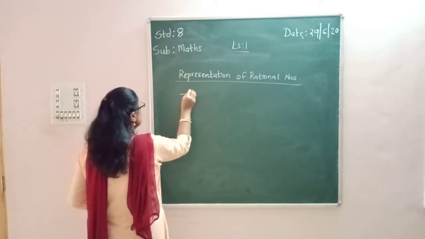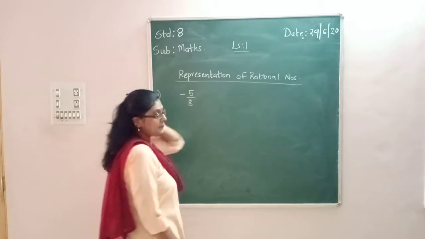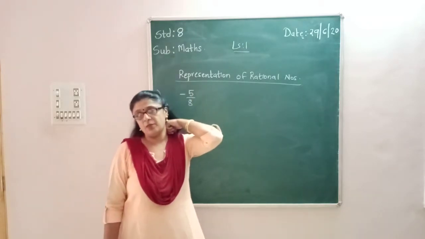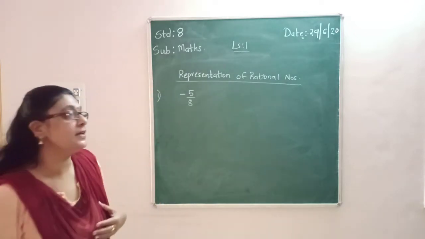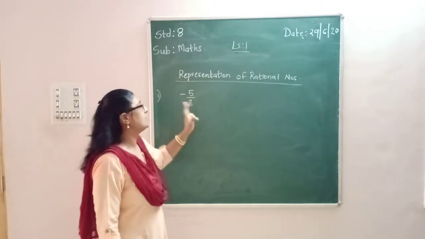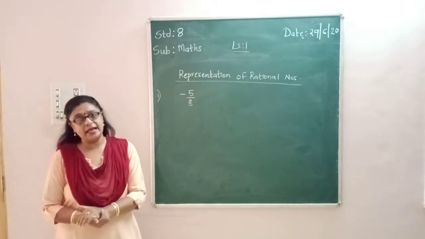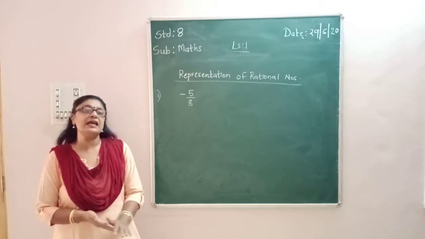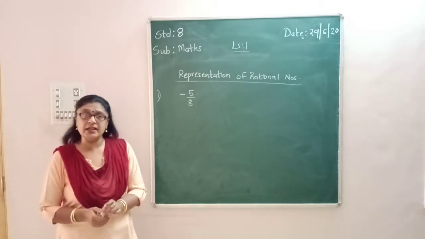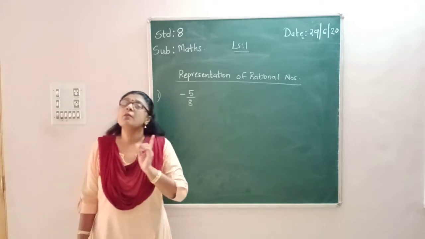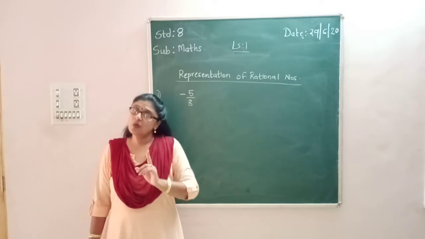Suppose I give you minus 5 upon 8. Represent minus 5 upon 8. So again, the first thing that you have to do is see what is the numerator and denominator. It is minus 5 and 8. So the numerator is less than the denominator, right? So it lies between 0 and minus 1. This number lies between 0 and minus 1.